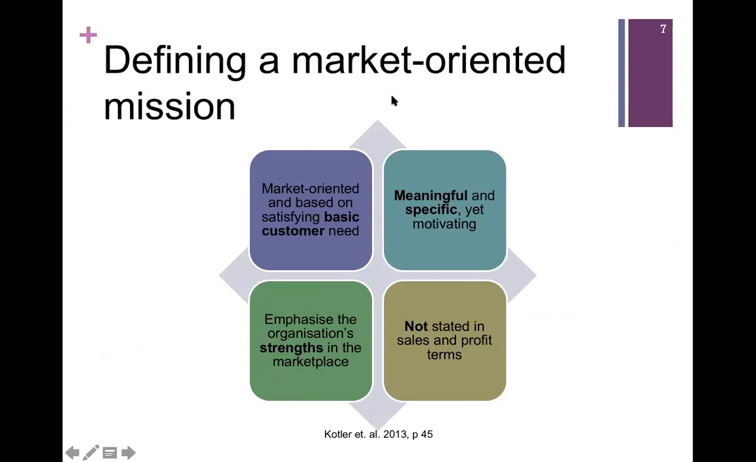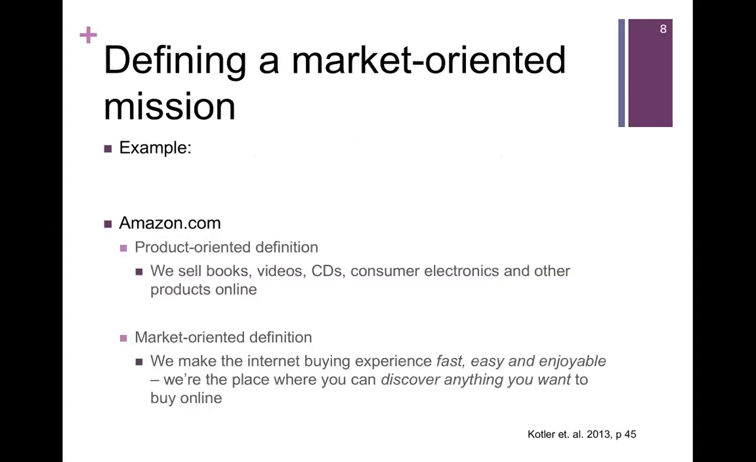So it is not stated in sales and profit terms. For example, "my mission is to achieve $1 million extra business" is not how we write a market-oriented mission statement. A bit of an example here: converting Amazon's mission statement from a product-oriented one to a market-oriented one. If you look at that, the words in italic are related to their strength and also the basic customers' needs. That's what the customers want, and that's basically the areas they strive to build their capability on.